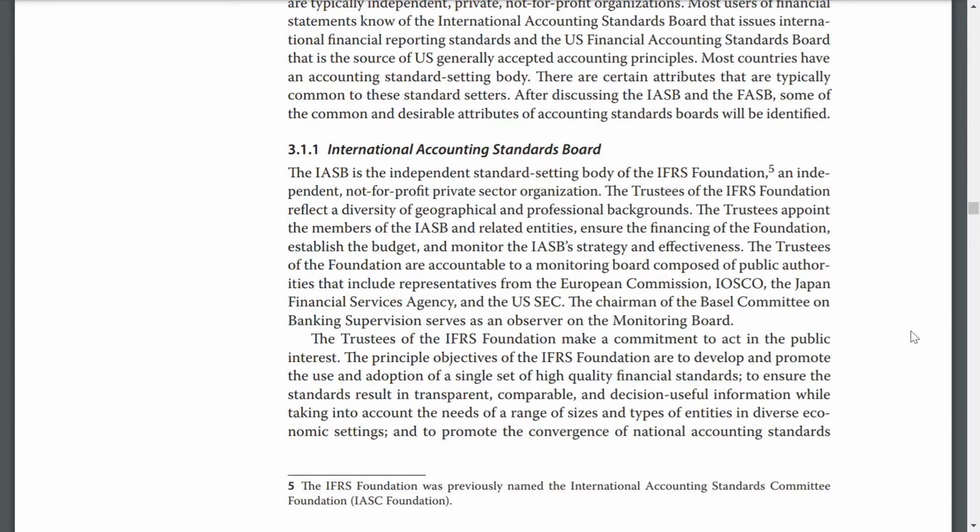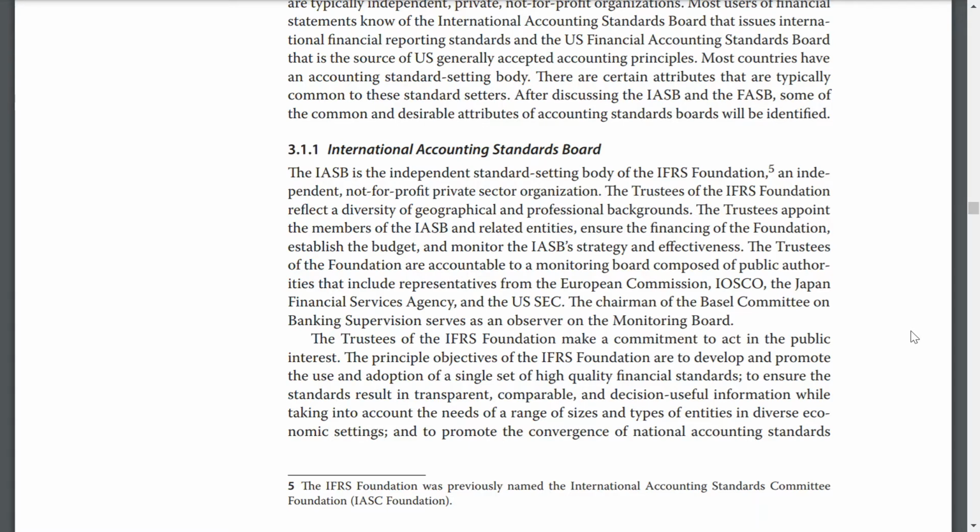The trustees of the foundation are accountable to the monitoring board, which is composed of public authorities and includes representatives of the European Commission, the IOSCO, the Japanese Financial Services Agency, and the US SEC. The chairman of the Basel Committee on Banking Supervision serves as an observer of the monitoring board. The trustees of the IFRS Foundation make a commitment to act in the public interest.